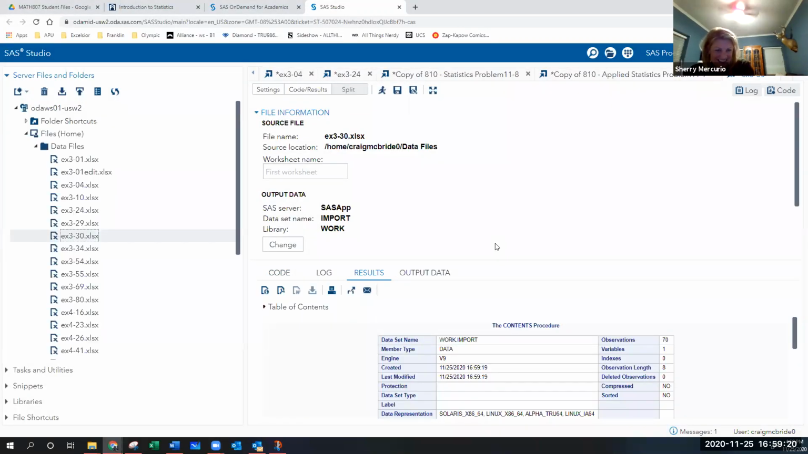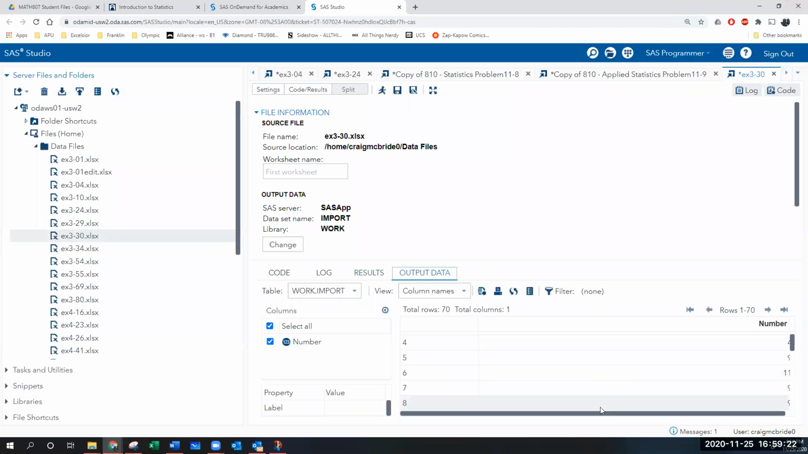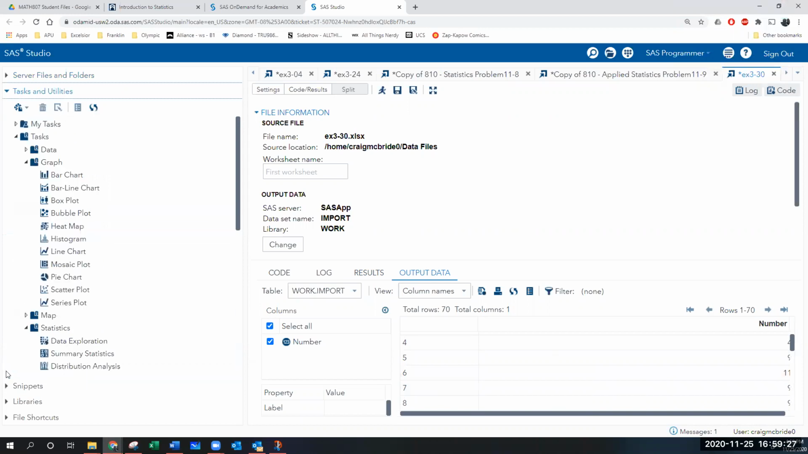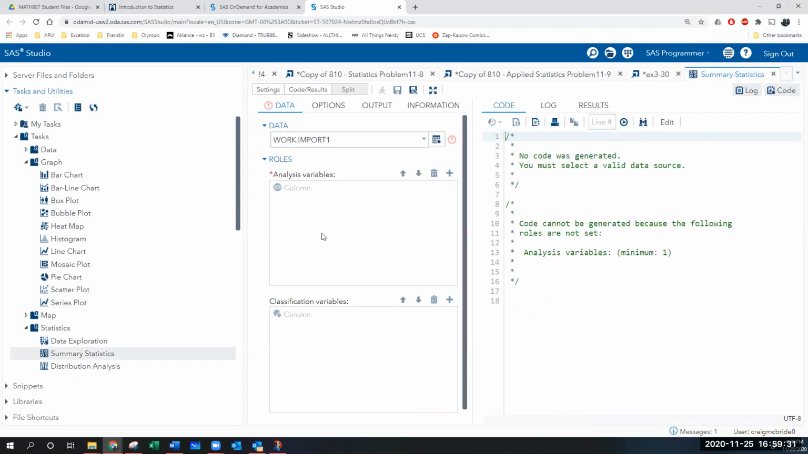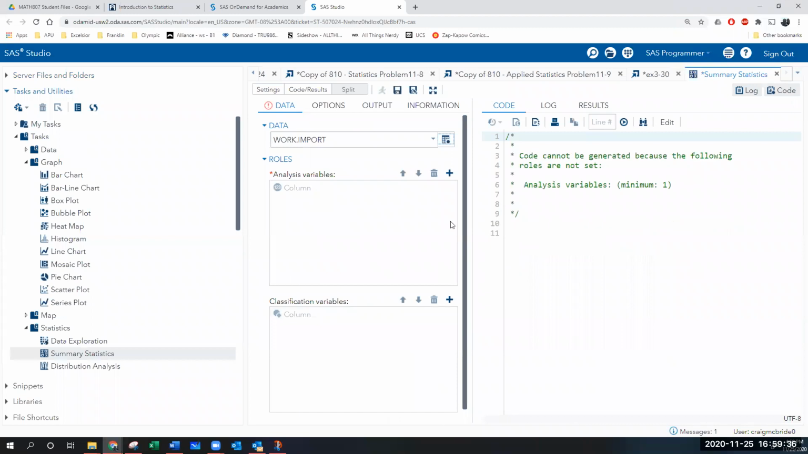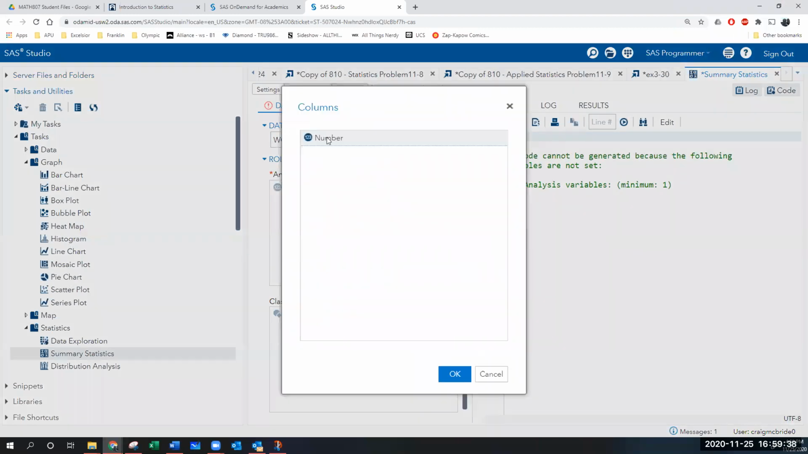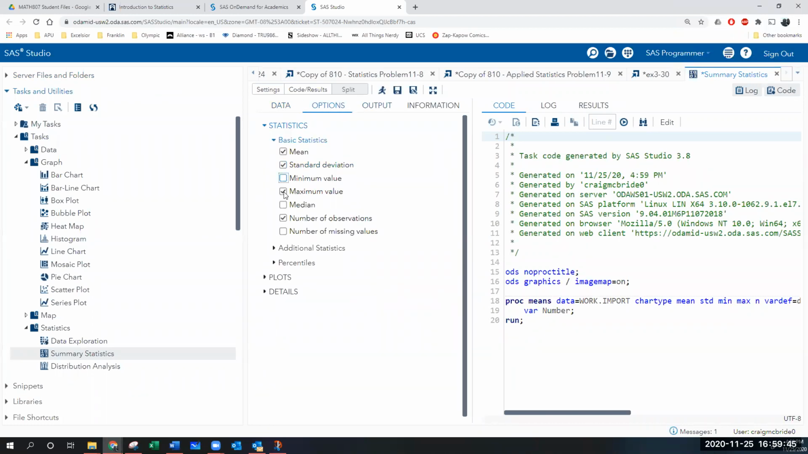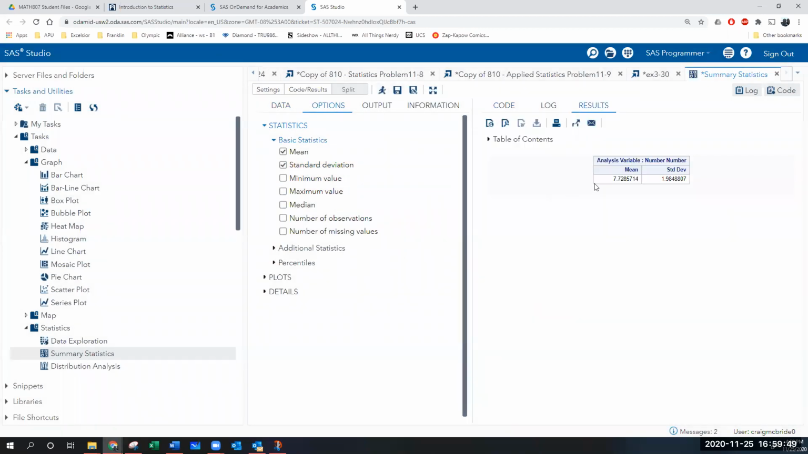All right, so here is 330, right? Those are tree stuff. So I'm going to go down here to my tasks and utilities and do my summary statistics. And I'm going to choose my import data and add in my analysis variable, which is just number. And then for my options, I just want the mean and standard deviation. So I'm going to turn these other things off and go ahead and run it. So there's my mean and my standard deviation.